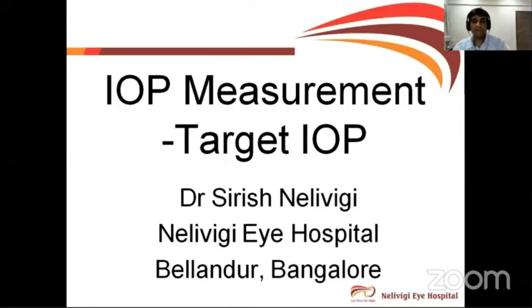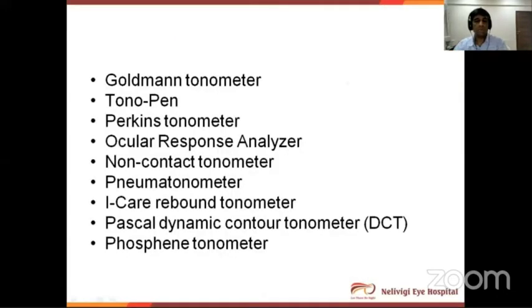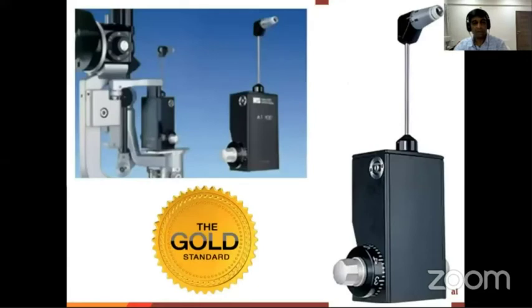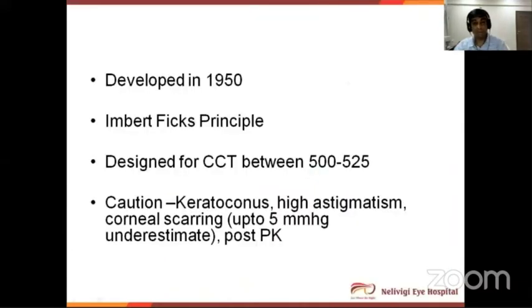My topic for today is IOP measurement and the target intraocular pressure, how to calculate the target intraocular pressure. There are a huge number of tonometers available, right from the Goldmann applanation tonometer to the Tono-Pen and Perkins tonometer, and the latest one, the Pascal DCT, etc. However, only one tonometer has stood the test of time, which is the gold standard, the Goldmann applanation tonometer. This was developed almost 70 years back, and still it holds good. It works by the principle of Imbert-Fick and has been designed for CCT between 500 to 525.